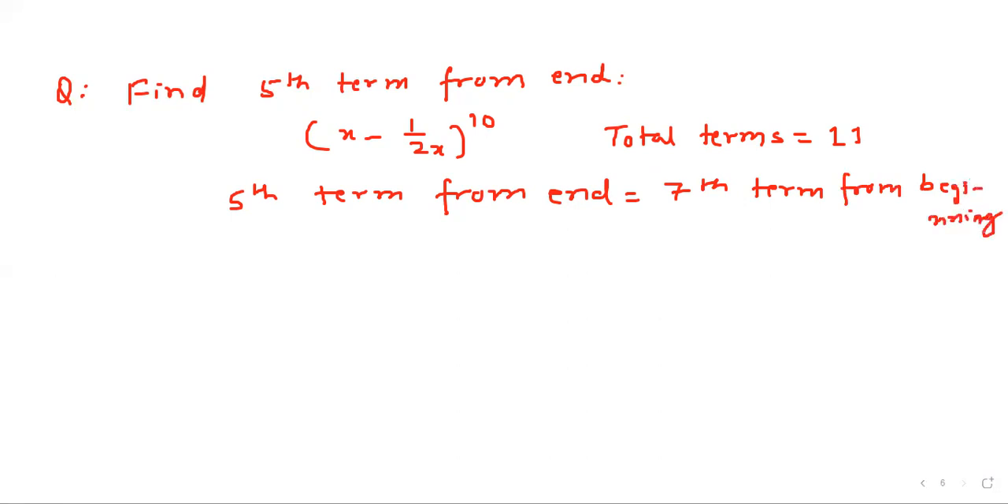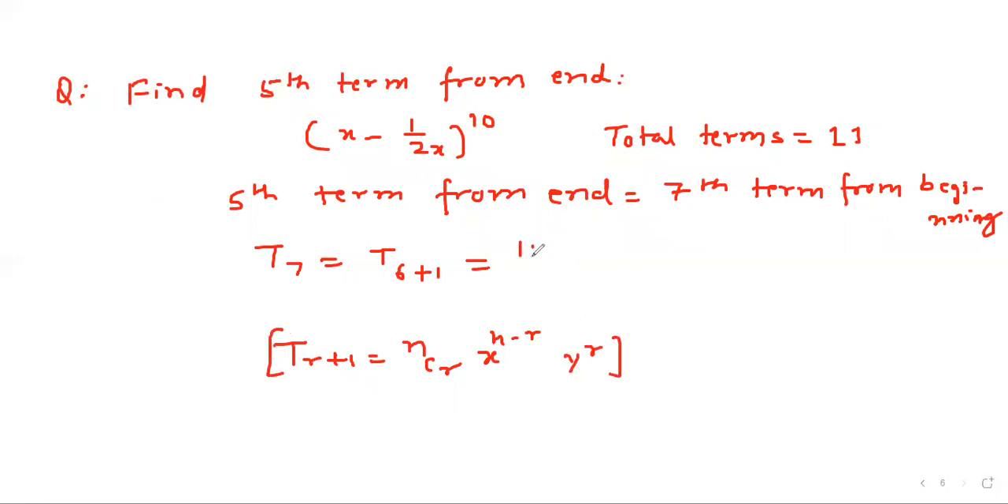So let's evaluate it. T7 is T6 plus 1. In that formula, T(r+1) equals nCr x power (n minus r) y power r. So it will become 10Cr x power (10 minus r) minus 1 upon 2 x power r. This is how it can be evaluated. Now, let's see the next question.